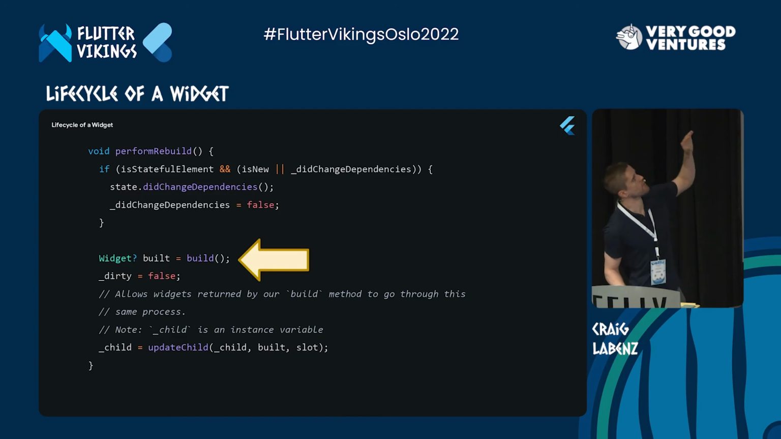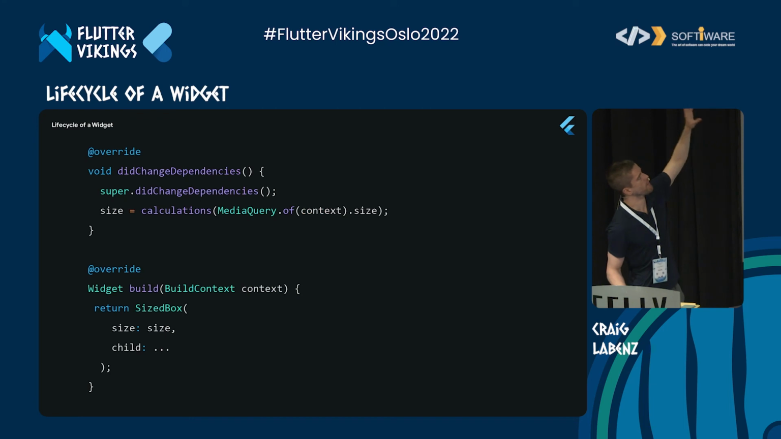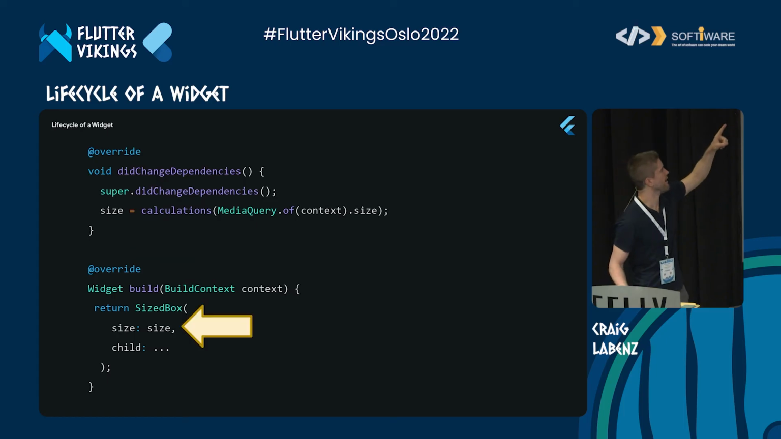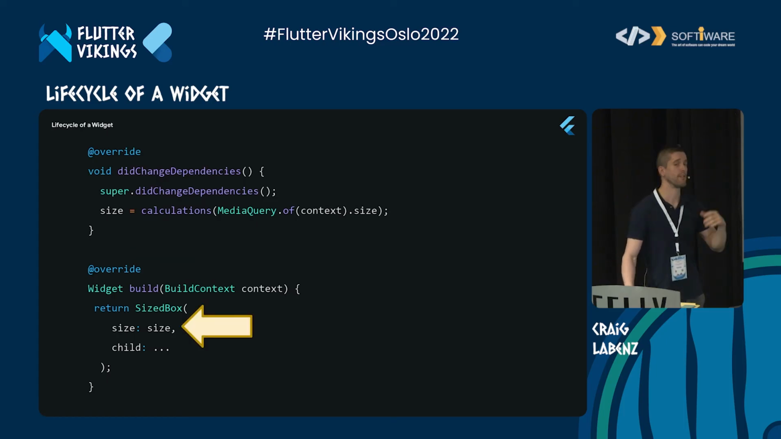And this happens right before the build method. So you can safely cache values in didChangeDependencies and then use them in the build method. So here's an example of that. We've got didChangeDependencies at the top, and we see that a size variable is saved off some expensive calculations from the media query. Right, the arrow. Good job. And then the size value is safely used in the build method.